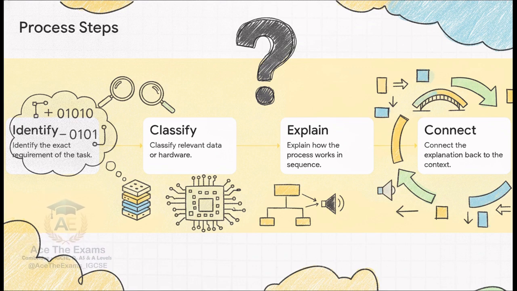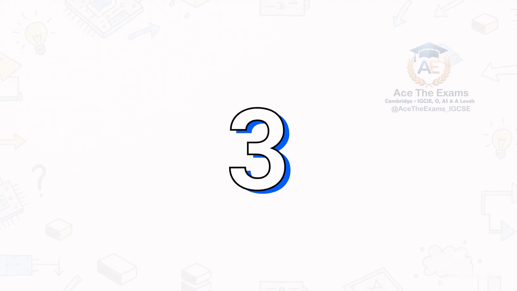Step 4, connect back to the context. This is the L in your PEEL framework, the link. Tell the examiner exactly what happens to the specific hardware mentioned in the prompt. We are putting a 60-second visual timer on the screen right now for your first rewrite attempt. Take a mental swing at it. Follow the blueprint.